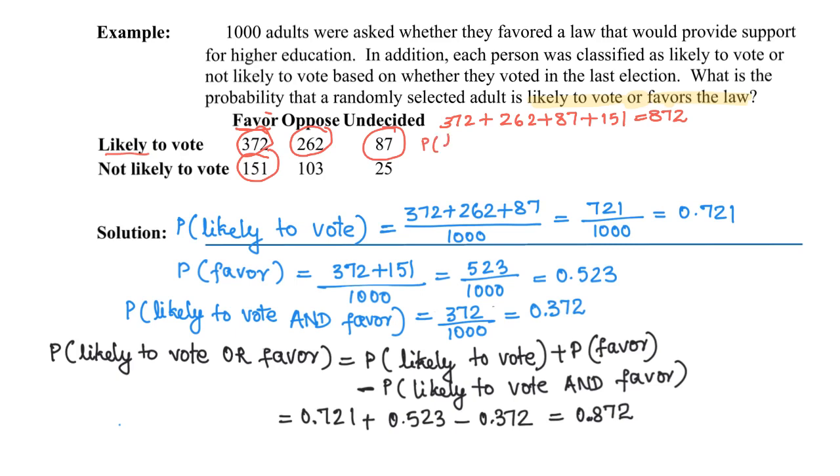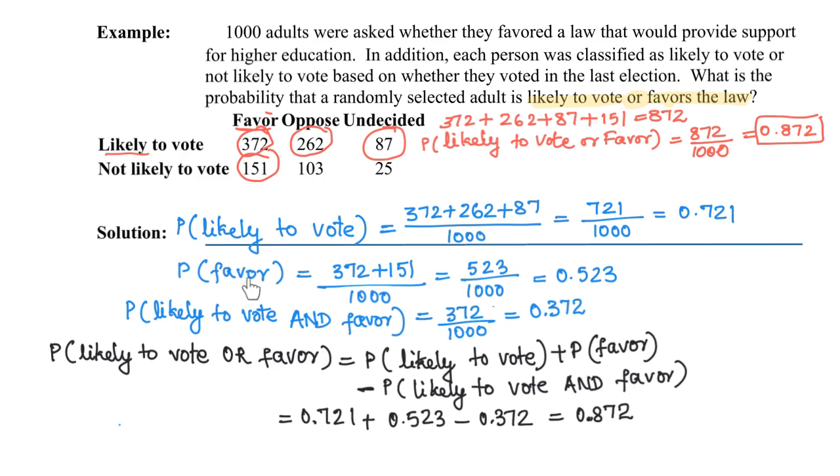Then the probability of likely to vote or favor is 872 divided by the total, which is equal to 0.872. For the probability of likely to vote, add the numbers in the first row and divide by the total outcomes in the sample space.